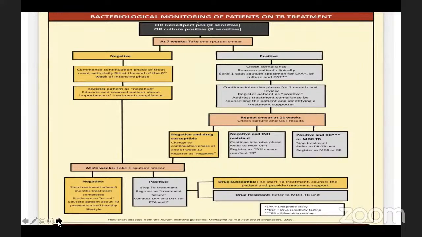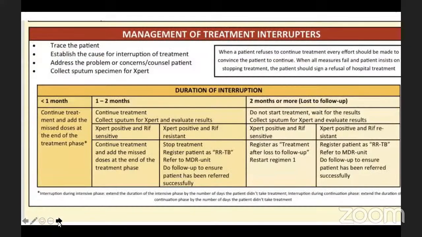And for a patient at 11 weeks who tested positive and has MDR-TB, then you stop treatment, you refer to drug-resistant TB units, and you register as MDR resistance. And then we would move to management of treatment interrupters.